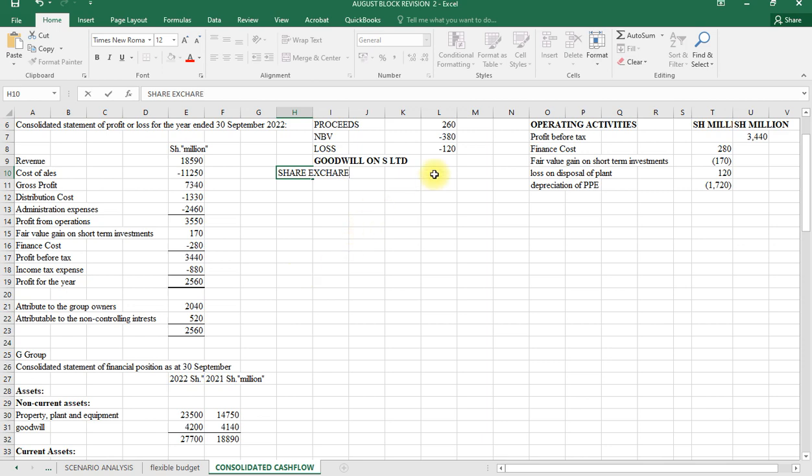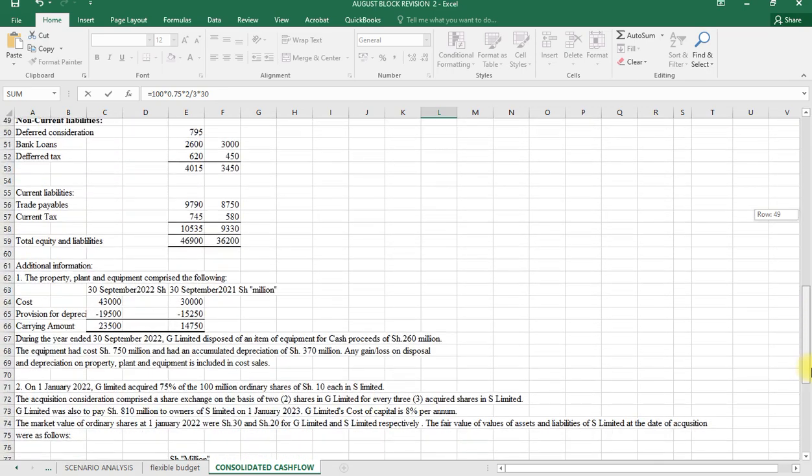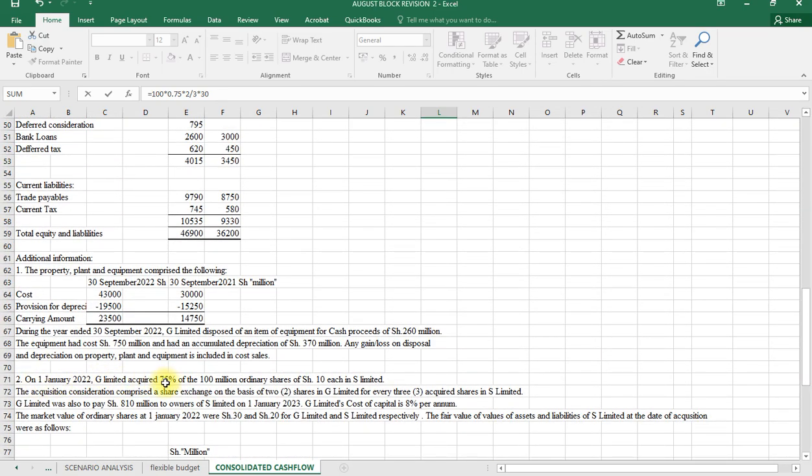So we know they had 100 million. We acquired 0.75, and we gave them 2 for every 3, 2 over 3, at a price of 30. Our price was 30. Let me take you there. Here we acquired 75% of 100 million ordinary shares of 10 each. The acquisition consideration comprised a share exchange on the basis of 2 shares in G, this is the holding, for every 3 shares acquired in S Limited.